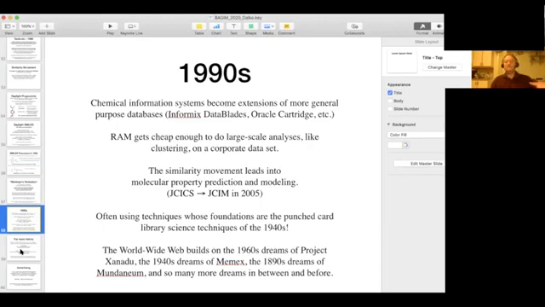It's building on the dreams of hypertext systems like Project Xanadu in the 60s, which mimics other similar projects and ideas in the 40s, which is built on the Mundaneum going back to the 1890s, which is built on so many dreams in between now and then.